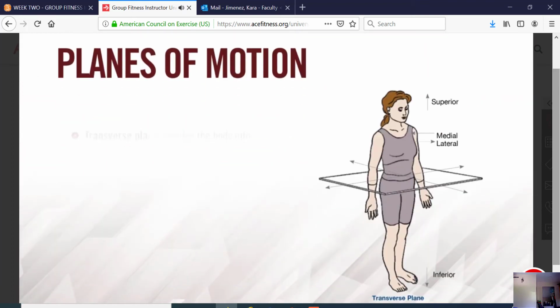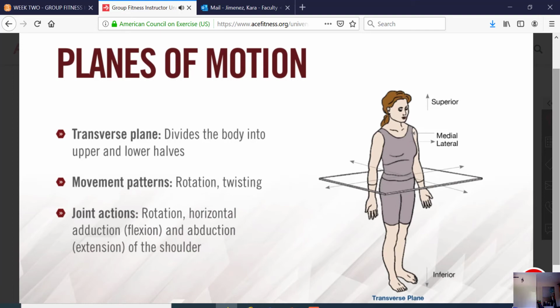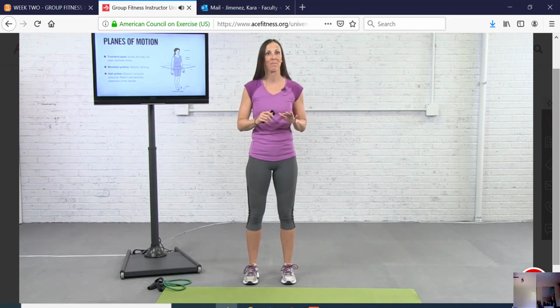In the transverse plane, the body is split into an upper and a lower half. So imagine that imaginary wall cutting through the midsection. I can rotate and twist in the transverse plane.